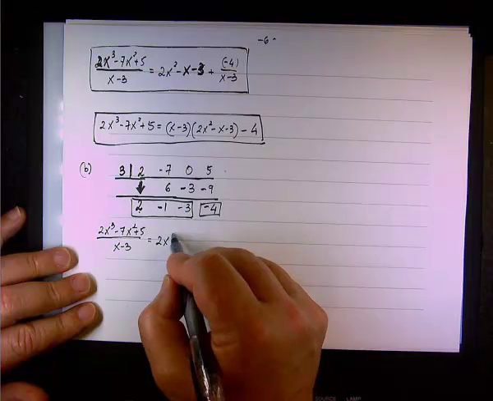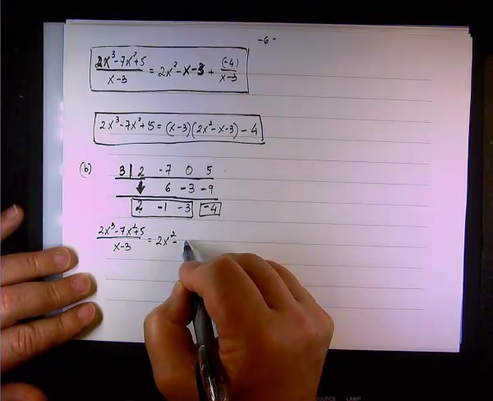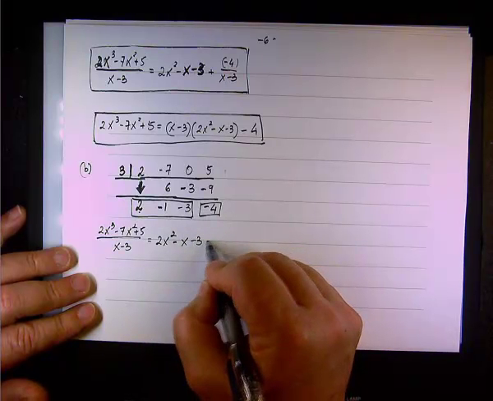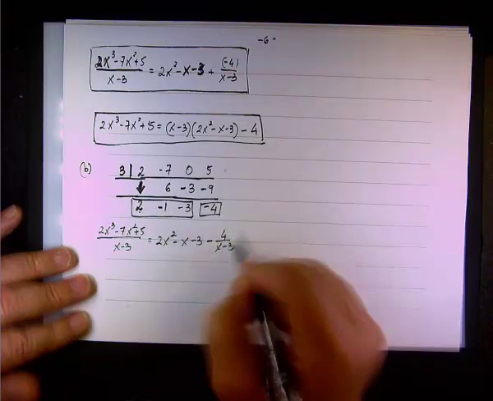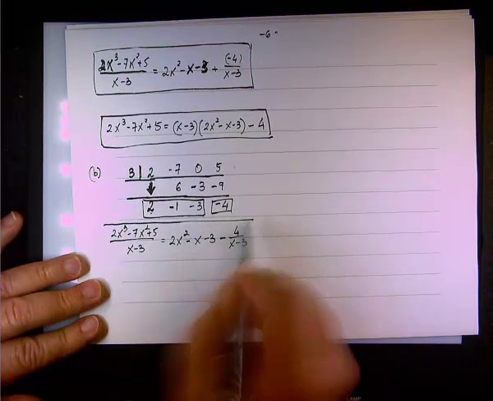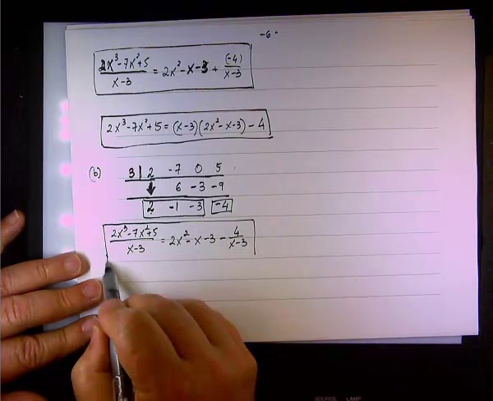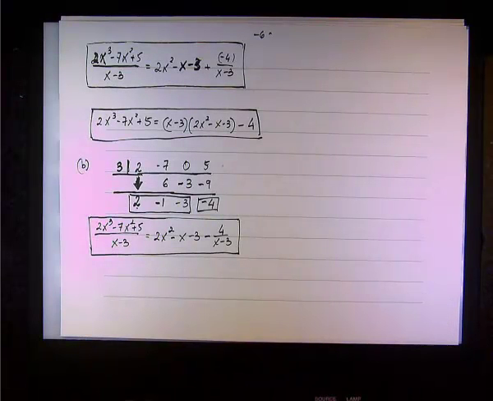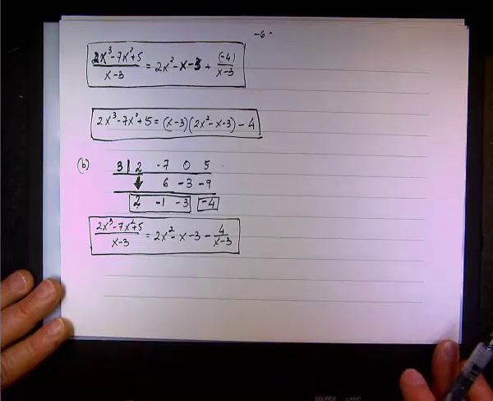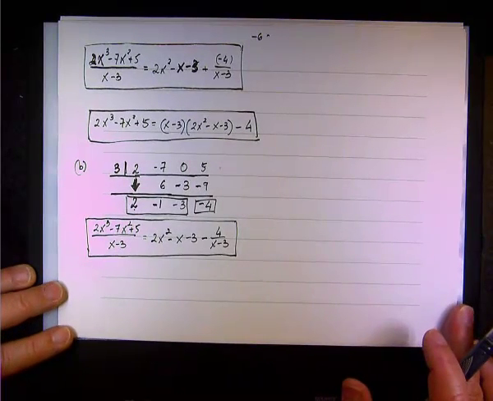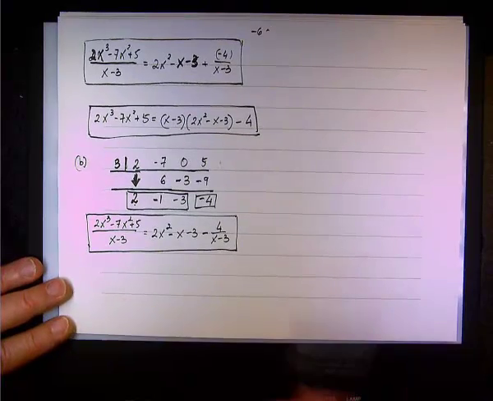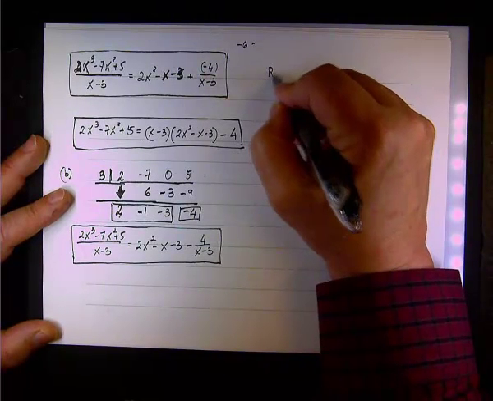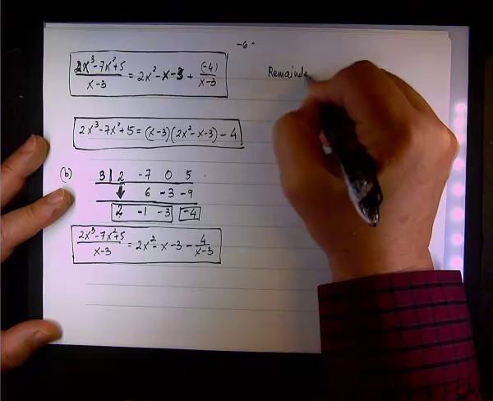So the result will be, again, 2x cubed minus 7x squared plus 5 divided by x minus 3 will be 2 times x squared, negative 1x, and negative 3, and then minus 4 over x minus 3. It's quicker, but you have to have a form that is x minus c to come up with it.